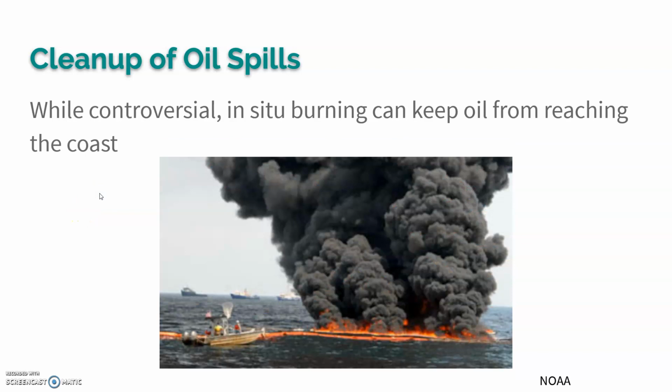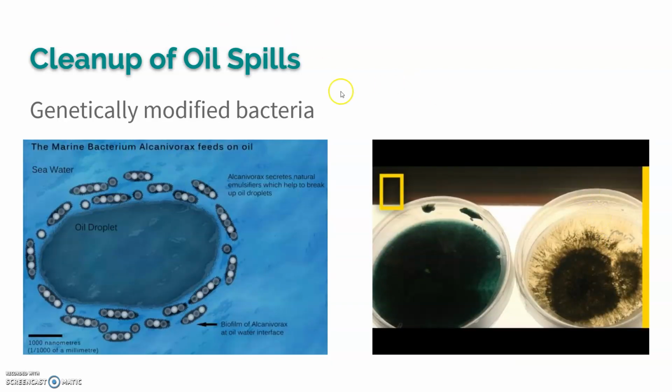They can also burn it. I feel like it should be pretty obvious why this is controversial. But it does keep the oil from reaching the coast. So if it's an extreme situation and the currents are taking it to the coast, it's better to get rid of it. So, there's that. A really cool thing that they can do is use genetically modified bacteria, and it uses oil as a food source. So that's pretty cool.